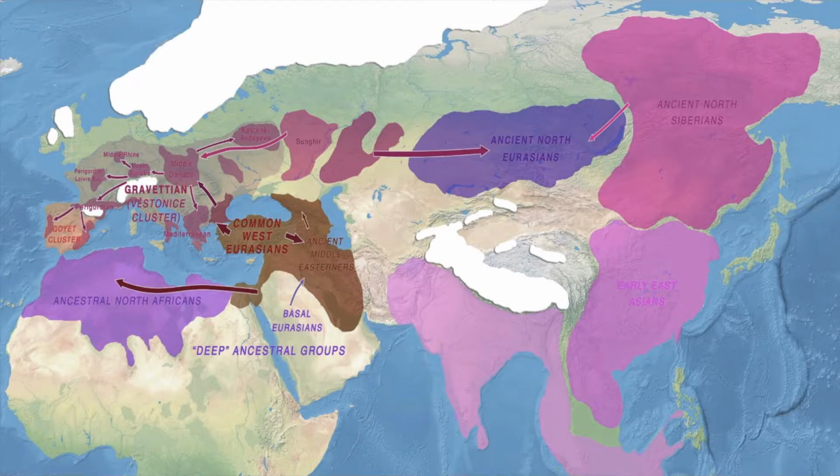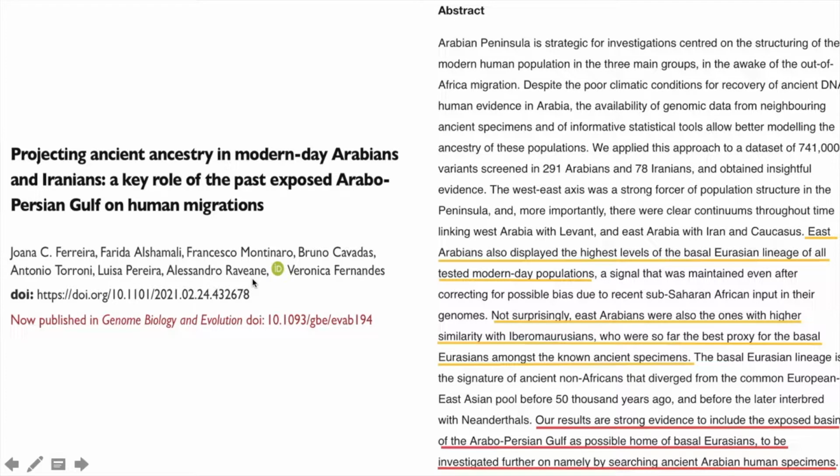And so here's a great map showing Basal Eurasians. Some Basal Eurasians, of course, were in the Middle East, specifically around the Persian Gulf, and would have also crossed into North Africa, and their closest descendants would be the ancestral North Africans, Ibero-Maurusians. This paper actually deals with it, as well as modern populations with this Basal Eurasian Ibero-Maurusian ancestry.